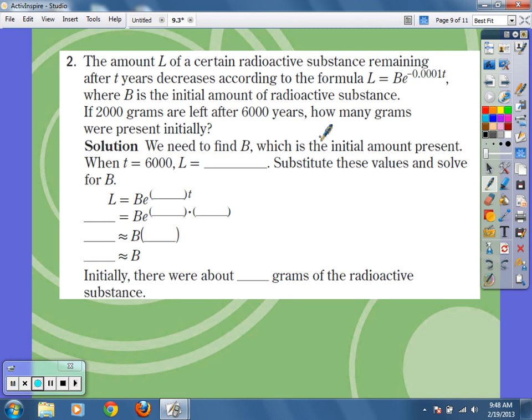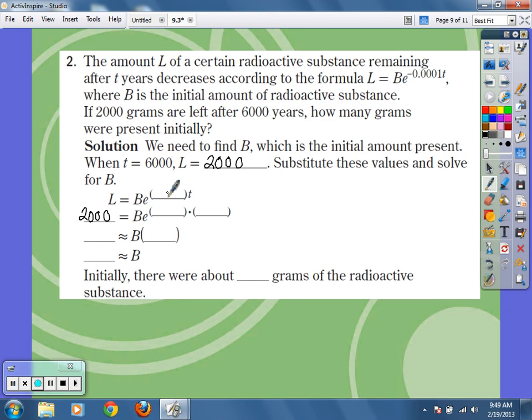The amount L of a certain radioactive substance remaining after t years decreases according to this formula. So here's another formula that involves e. That's not interest. B is the initial amount of radioactive substance. If 2,000 grams are left after 6,000 years, how many grams were present initially? Okay, so L is what's left. We're going to go with L being 2,000. So this is going to be 2,000 here.